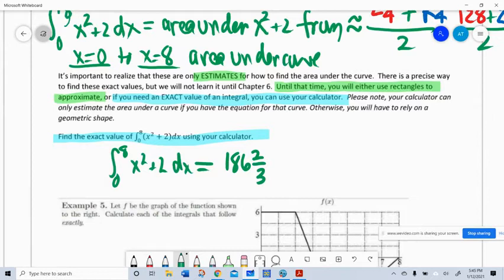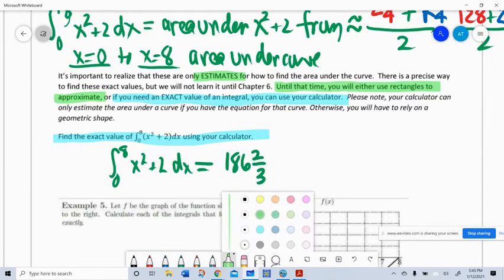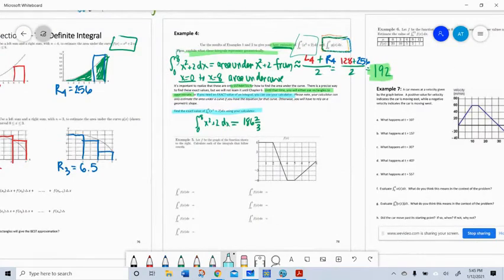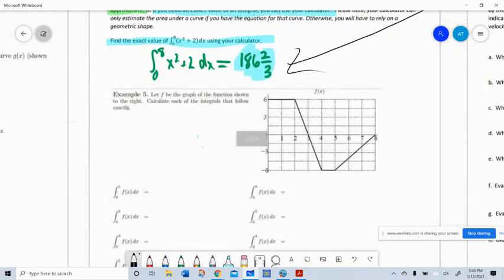So how did we do? Well, our last problem, we approximated at 192, and we got 186 2/3. So not bad, considering we only did 4 rectangles. So not a terrible approximation. But the only way you're going to be able to compute an exact value is going to be with your calculator, okay? Unless you happen to have a situation like example 5.